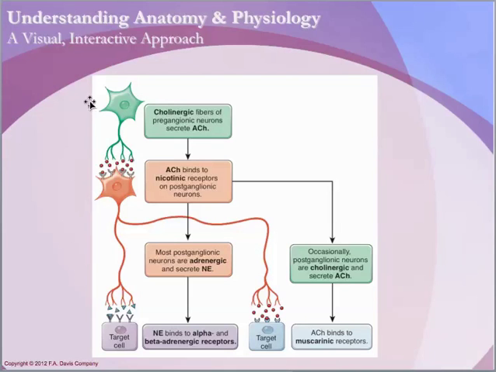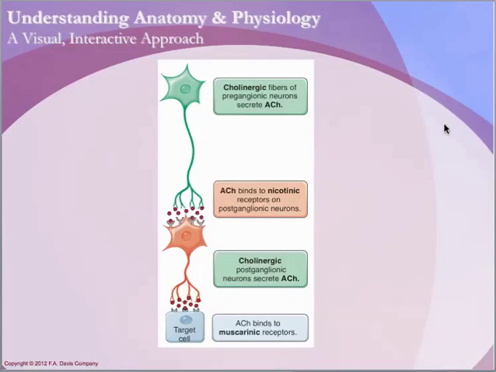Okay, this is the part I need you to definitely know. Cholinergic fibers of preganglionic neurons secrete acetylcholine. Okay, here we have cholinergic fibers, preganglionic neurons, again, secrete acetylcholine. Acetylcholine binds to the nicotinic receptors on the postganglionic neurons. Cholinergic postganglionic neurons secrete acetylcholine, and acetylcholine binds to muscarinic receptors. So two different pathways in your book. And this shows both the neurotransmitters and the receptors.